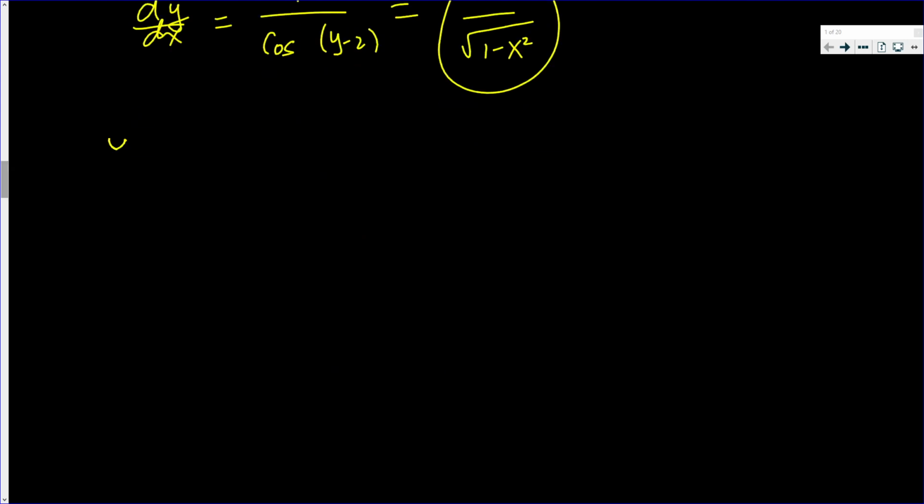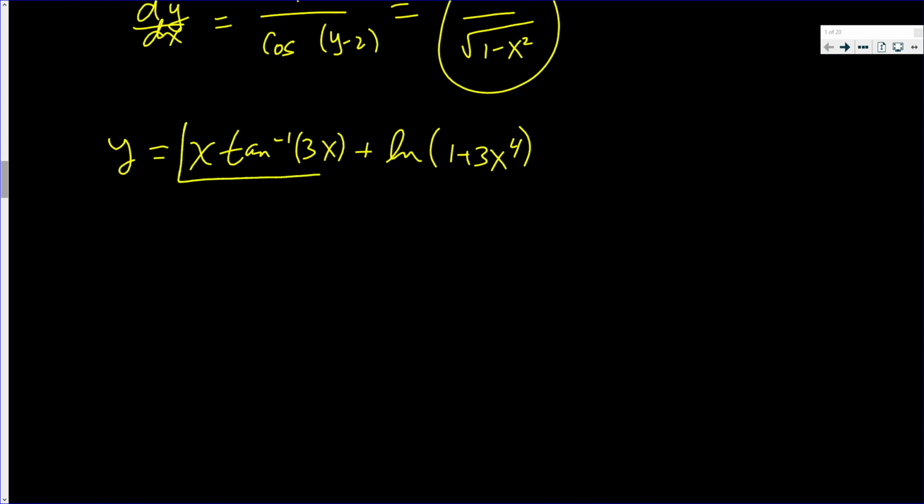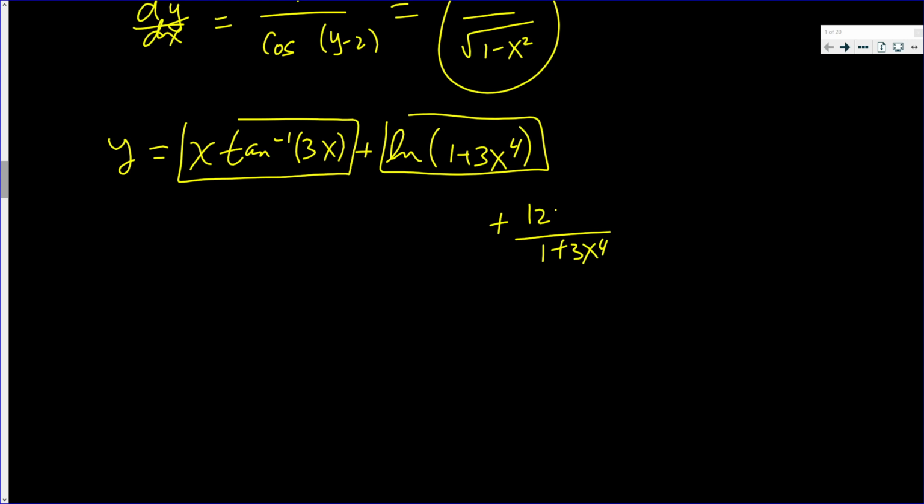Let us look at this one. Y is equal to x times the tan inverse of 3x plus ln of 1 plus 3x to the 4th. So the derivative is going to be the derivative of this plus the derivative of that. The derivative of that is easy. You put the 1 plus 3x to the 4th on the bottom, and its derivative on top, and that's done.